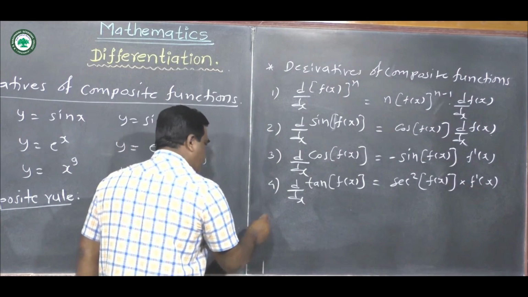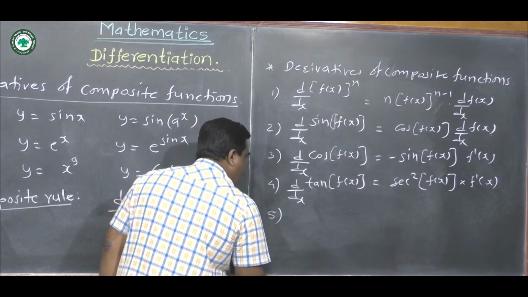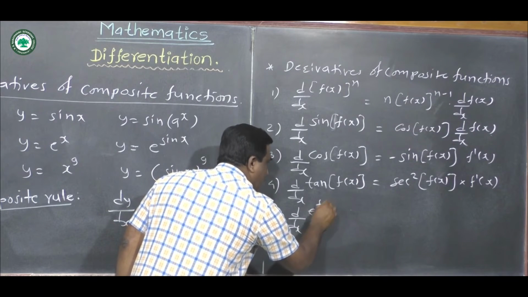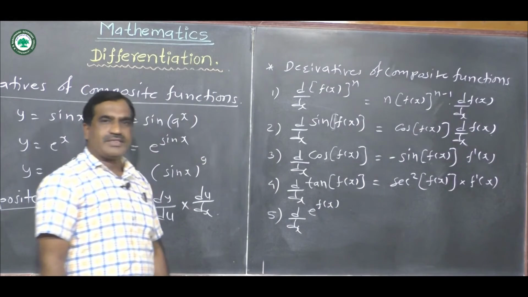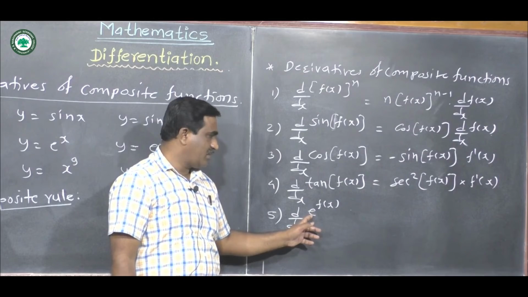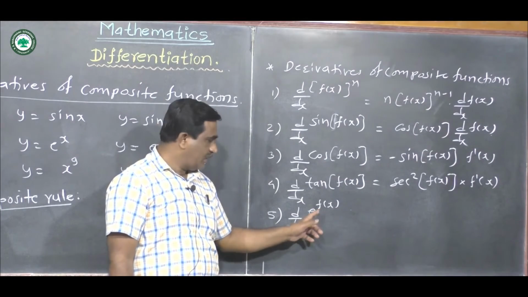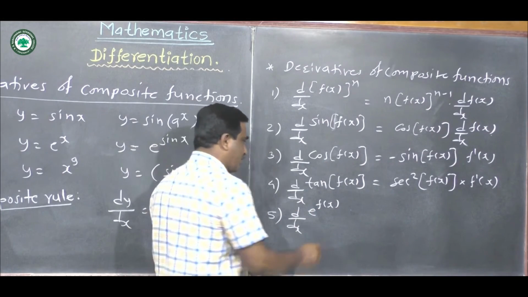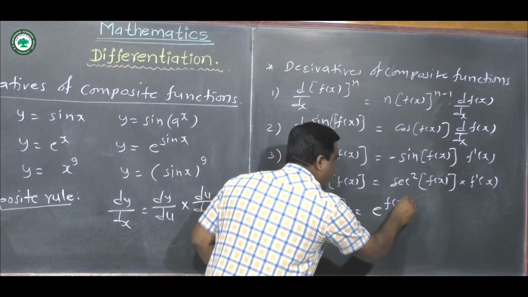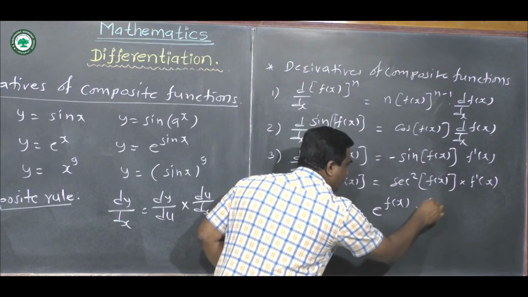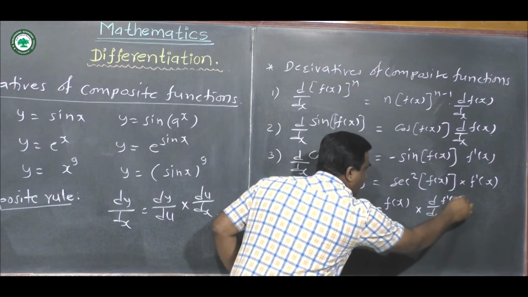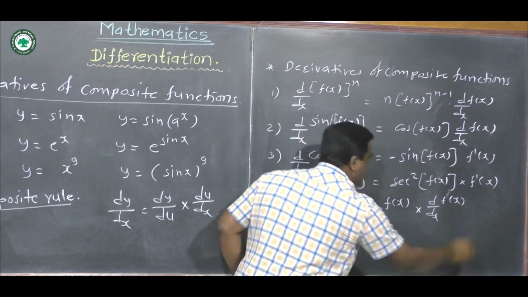Now we see the exponential function here. Number 5, dy dx of e raised to f of x. E raised to x is a simple function. We write f of x instead of x, then this function becomes a composite function. The derivative of e raised to f of x is equal to e raised to f of x into the derivative of f of x. We write dy dx of f of x, or we can write only f dash of x.